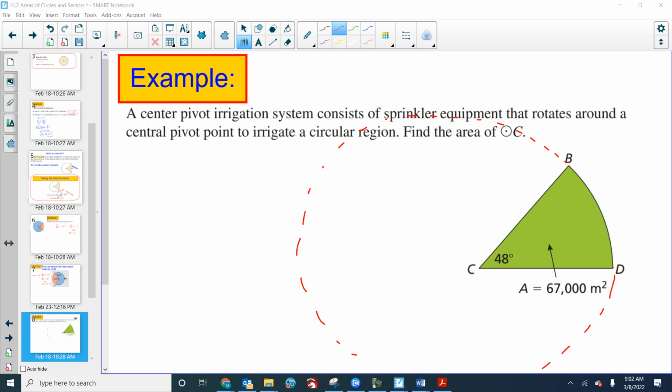All right. Well, what's our formula? The sector.